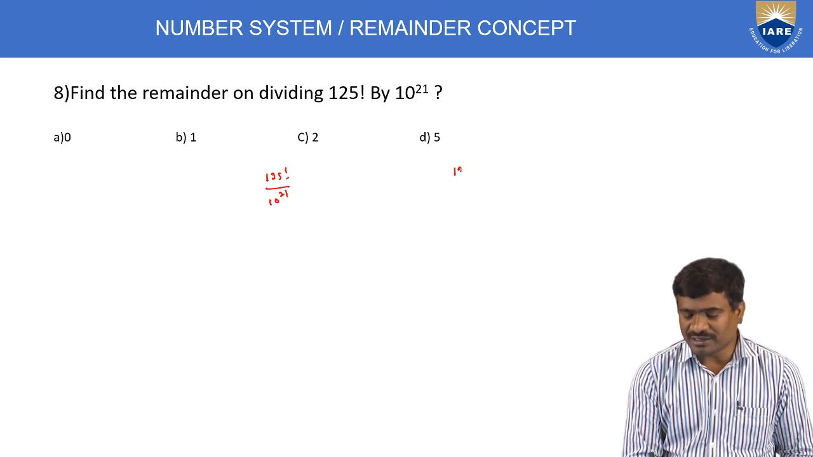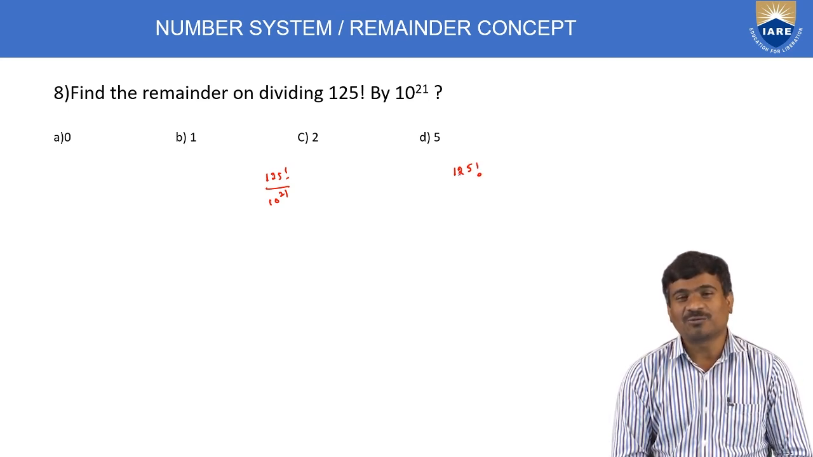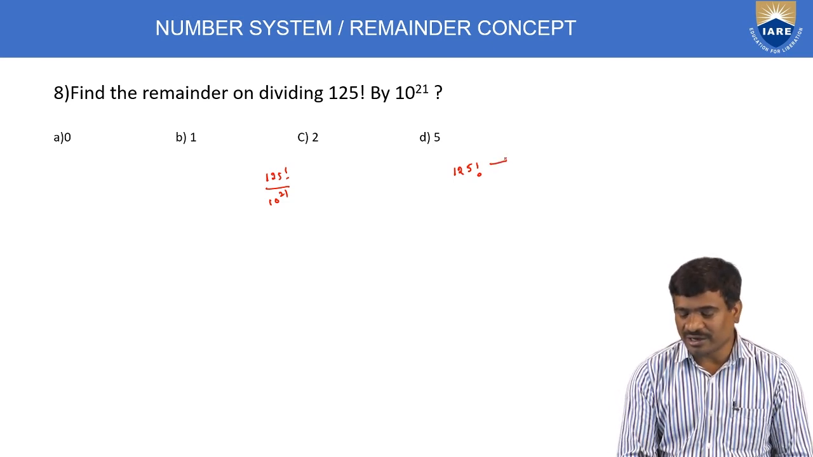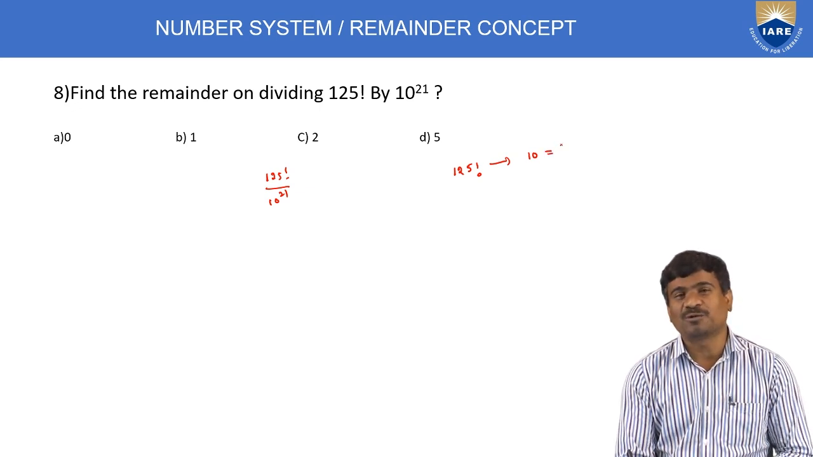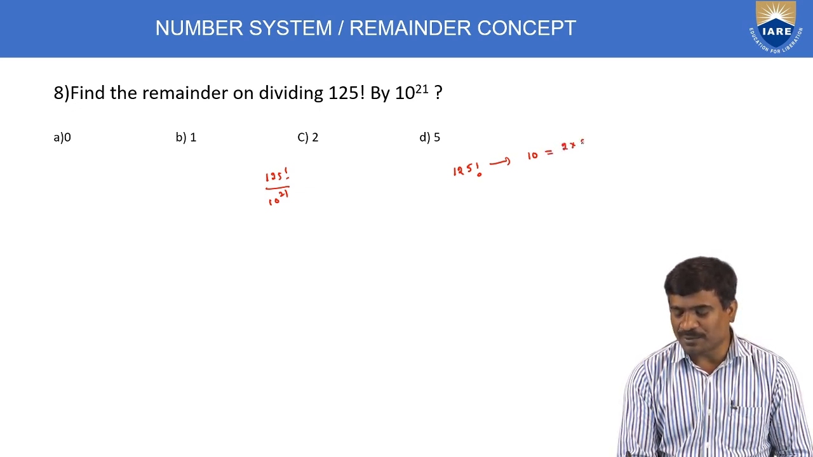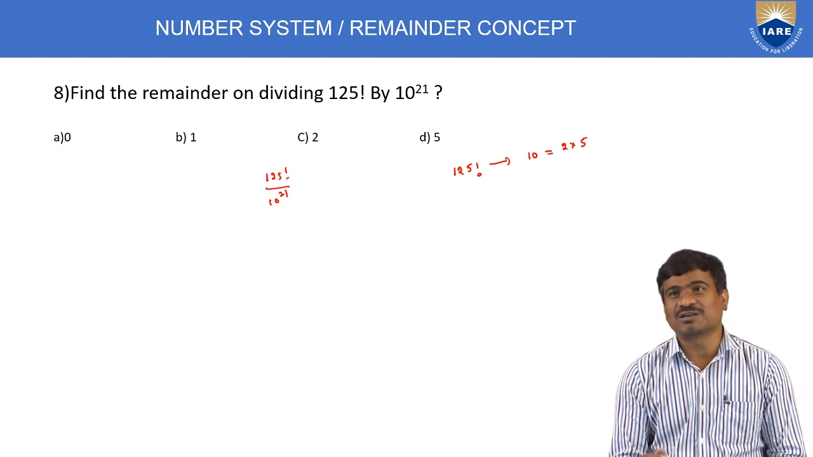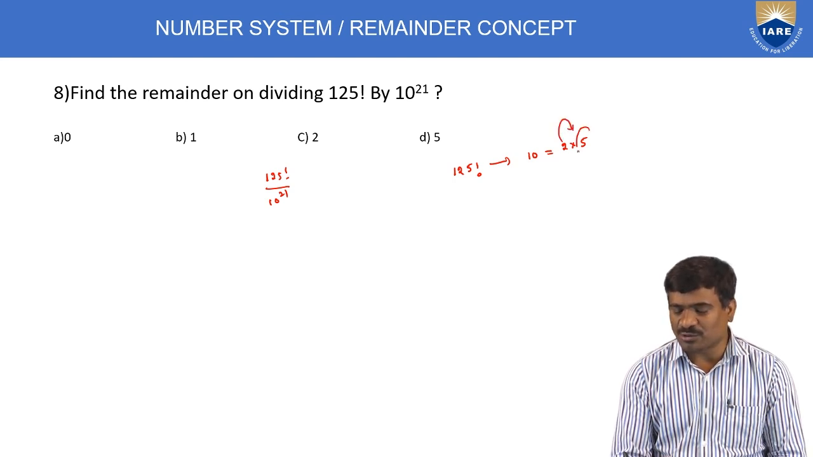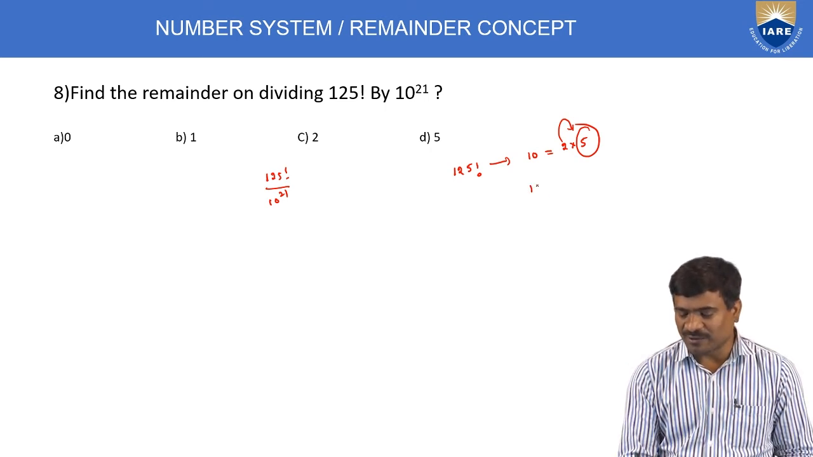Here, first, in the numerator find the number of tens. 125 factorial contains a number of tens. Calculate the number of tens in 125 factorial. 10 is a composite number. Convert the composite number into prime factors. 10 is equal to 2 into 5. But the number of 2's is more than 5's. Consider only the largest prime number, 5, that is 125 divisible by 5.